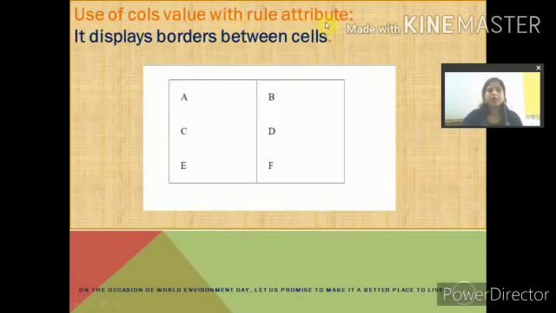Use the cols value with the rules attribute. If you use rules equal to cols, just like you write frame equal to lhs, frame equal to rhs, frame equal to hsides, like that we will use the rules attribute with the cols value. And if we write rules equal to cols, you will find your table like this. It means columns will be there, but no row border will be there. Inside row borders will not be there. Similarly, see, this is the column border, but there are no row borders present inside the table.